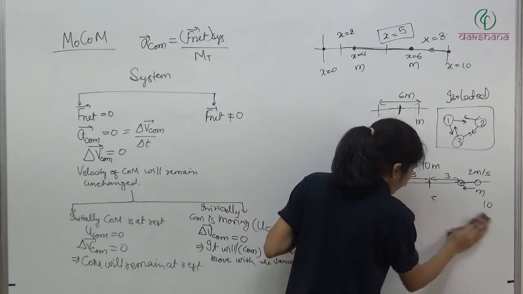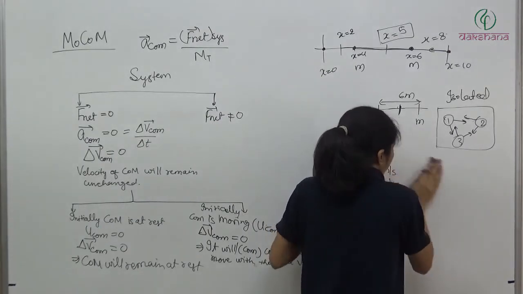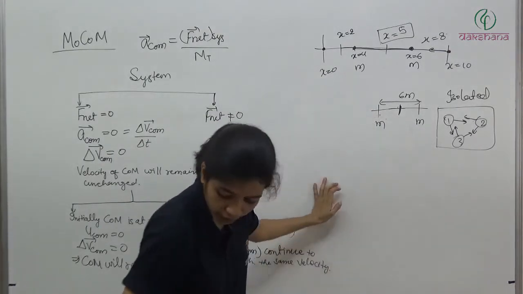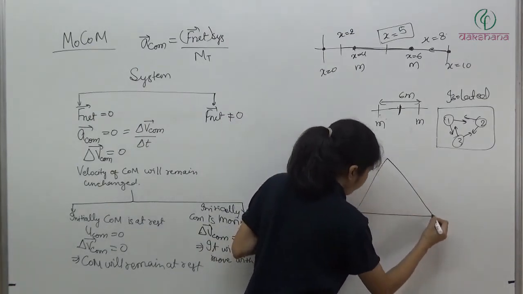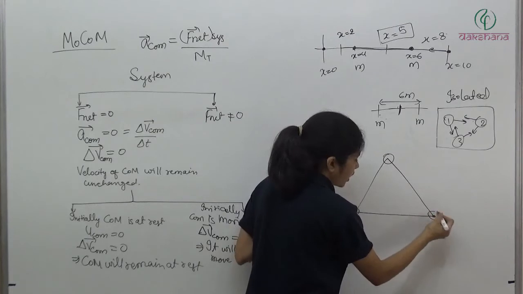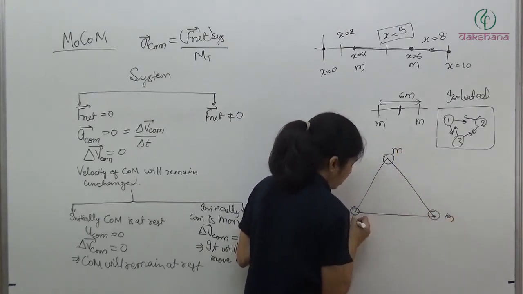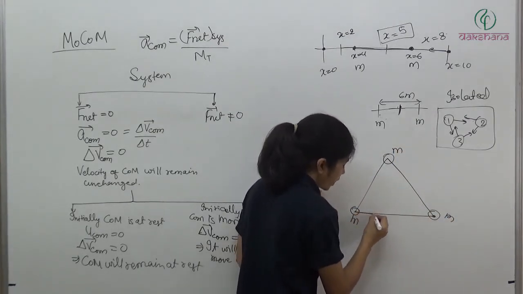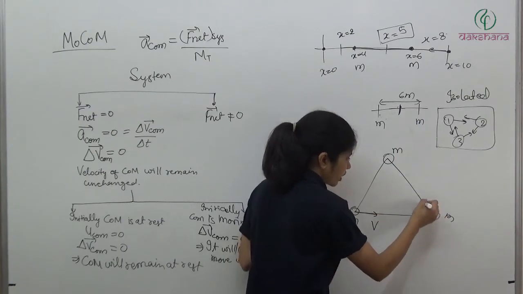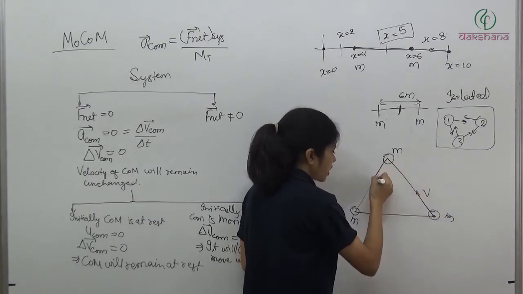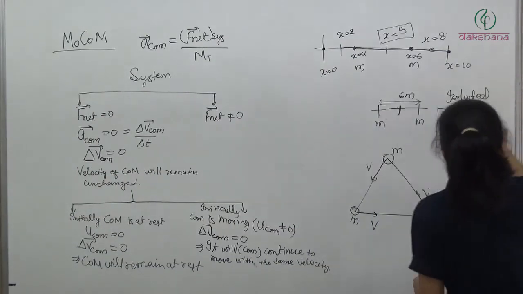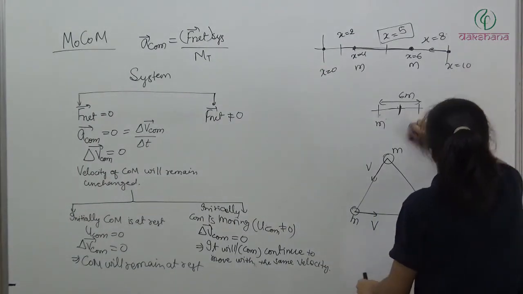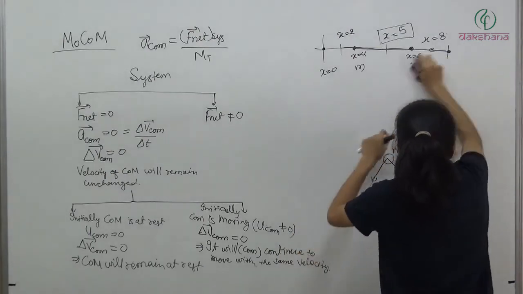I'll give one more example of the same thing. So now we have a system of particles where here we have m, m and m, m and m. Clear? So this is moving in this direction with v, this is moving in this direction with v, and this is moving in this direction with v. So now find out the velocity of center of mass. Please try to do this.